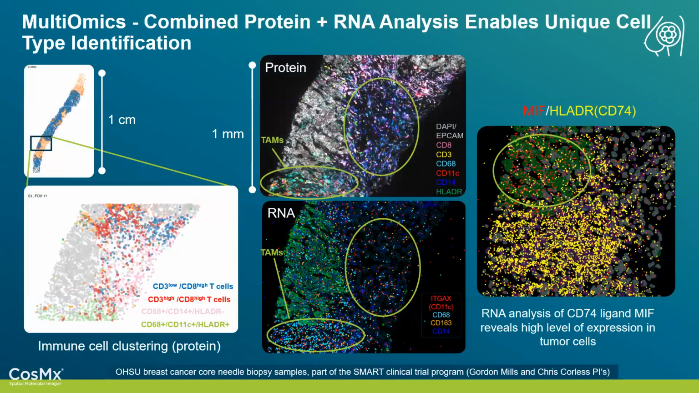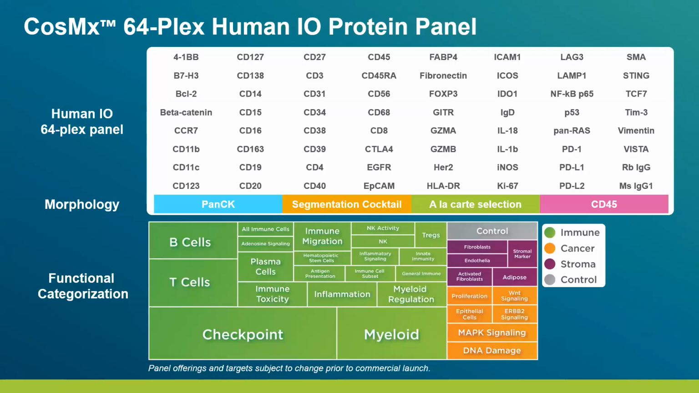And this is also showing the promise of multiomics, running a serial section. This is looking at a core needle biopsy, profiling our 64-plex protein assay, which I'll share the content of on the next slide, and in this case, also using our 1,000-plex panel. So really looking at these ligand receptor pairings that show the expression level of these specific tumor cells across tissue as well. This is the 64-plex human immuno-oncology protein panel we have read out on our CosMx system.